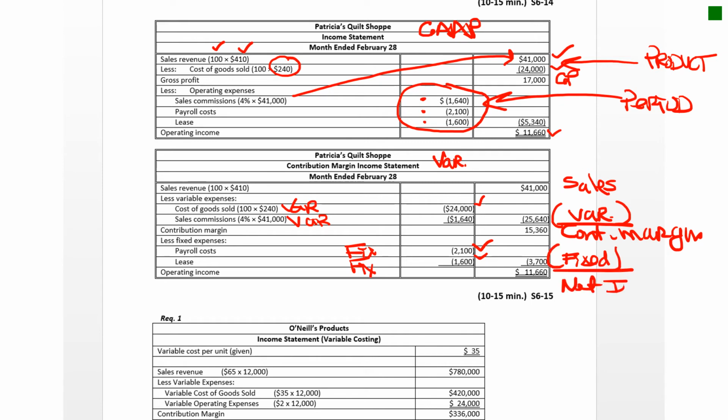So you get the same answer here because you didn't have any inventory changes, but you can see how it's a different format. Your variable cost and contribution margin income statement splits everything between variable and fixed, whereas the GAAP absorption costing income statement splits everything between product and period types of cost.